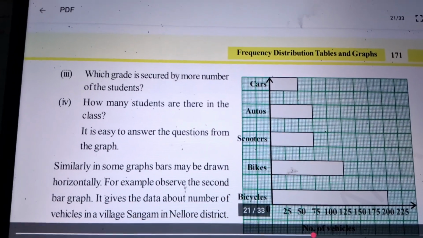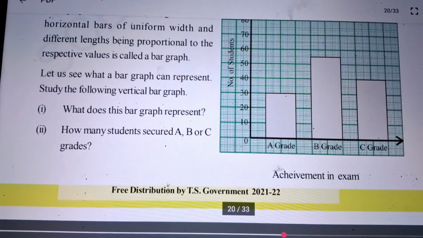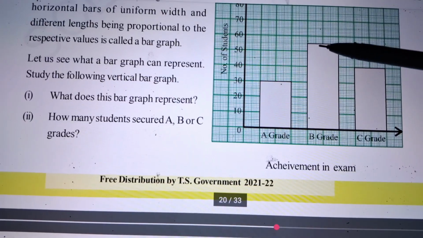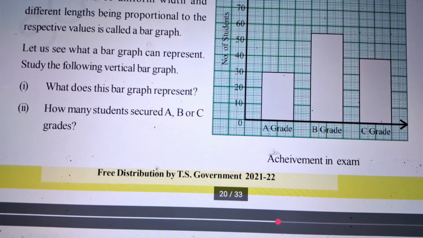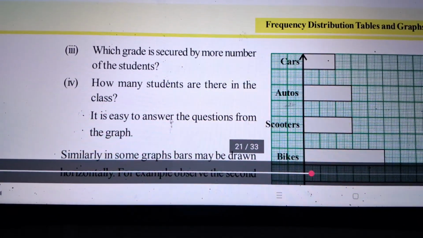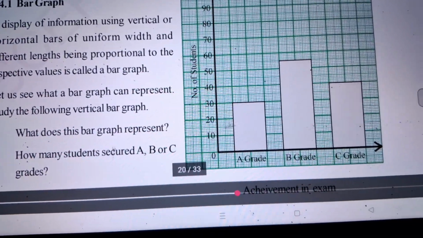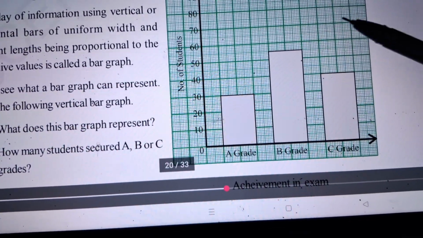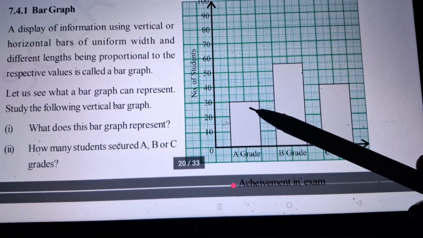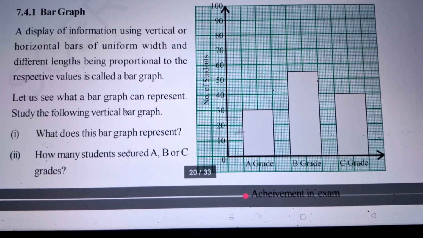Now the next question is, which grade is secured by more students? You can see the graph and say, the long bar is there, that is B grade. So B grade has been secured by more students. Next question, how many students are there in the class? Here you have to add all: 55 plus 40 plus 30, 125 students are there in this class.